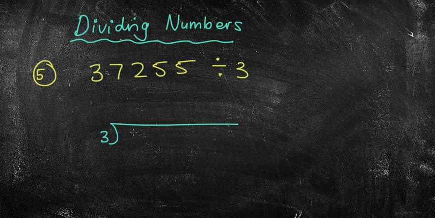Okay, so how many times does 3 go into 37,255? Now, what I'm going to be doing for this question is showing you how to write it with a decimal as a remainder. Okay, 3 goes into 3 once, 3 goes into 7 2 times with 1 left over, 3 goes into 12 4 times, 3 goes into 5 once with 2 left over, 3 goes into 25 8 times with 1 left over.